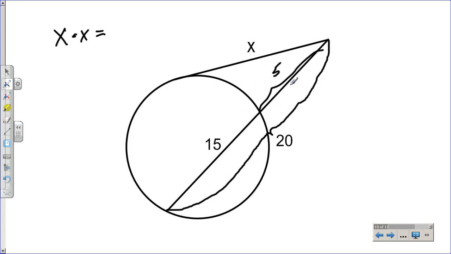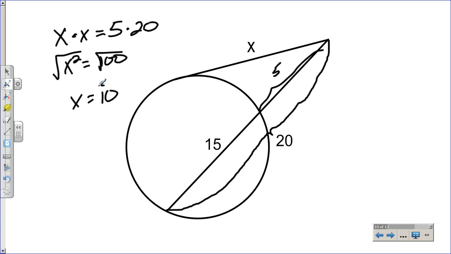this section is 5. So now I have the outside is 5 times the whole thing, and it has it labeled here as 20. So I have x squared equals 100. Take the square root. I have x equals 10.